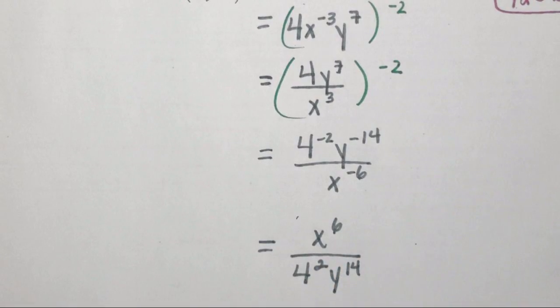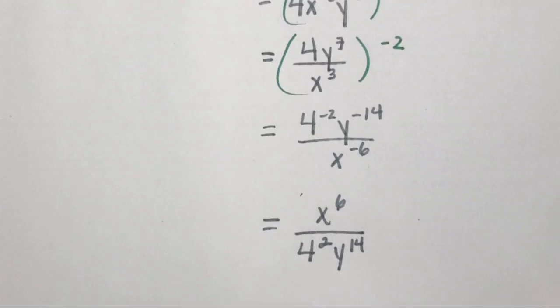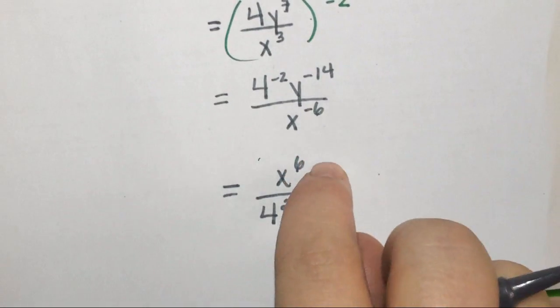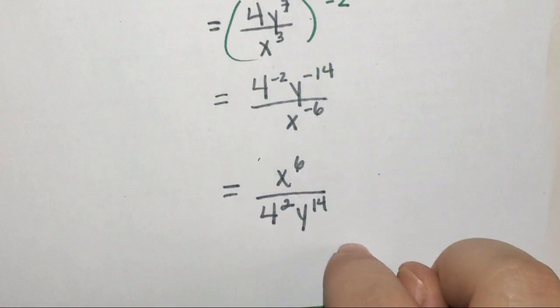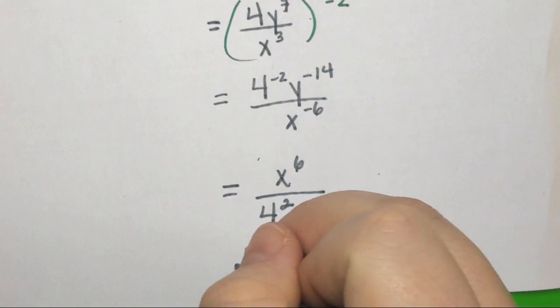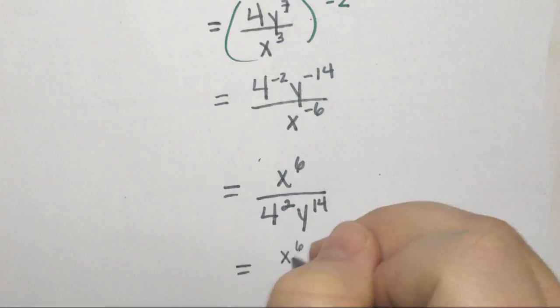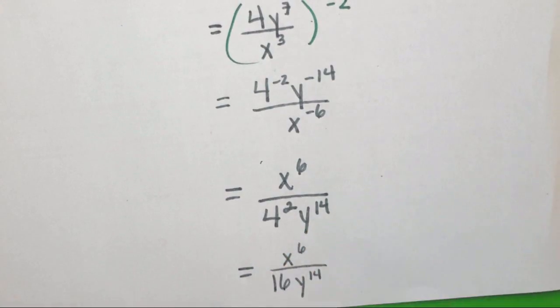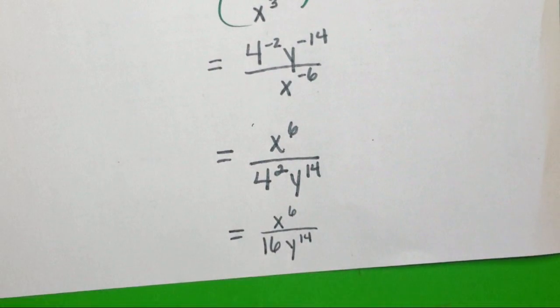So now, literally, we just swapped the numerator and the denominator. You used to be in the bottom, now you're in the top. You used to be in the top, now you're in the bottom. So x to the 6th, y to the 14th, but 4 to the 2nd is 16. So Cassidy was correct. X to the 6th divided by 16, y to the 14th.